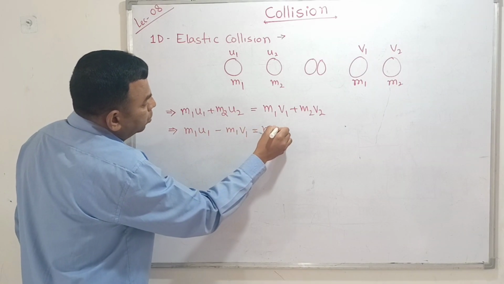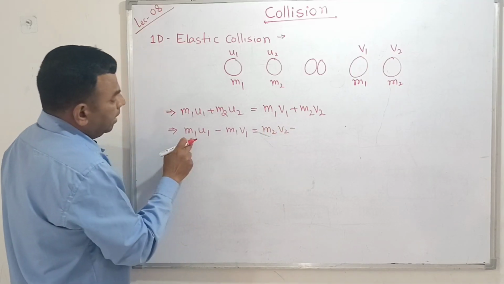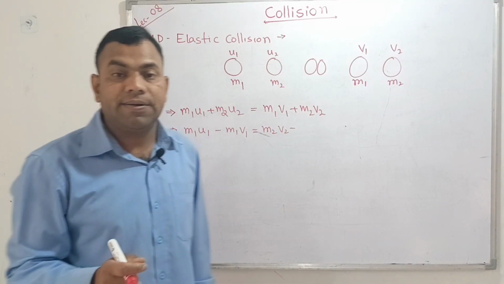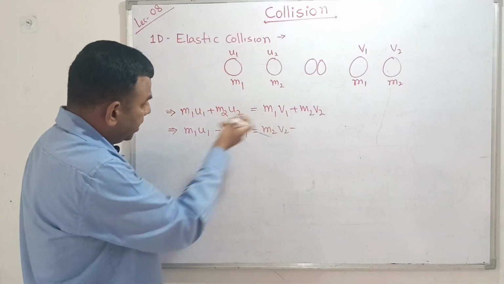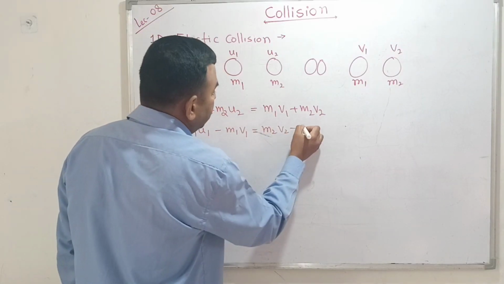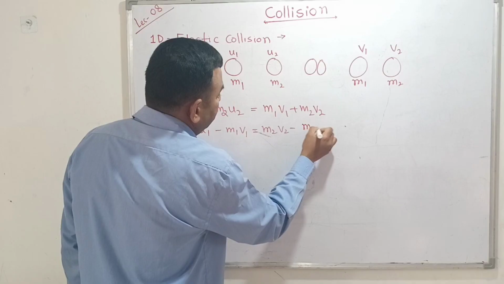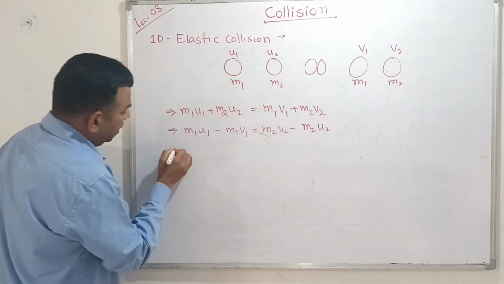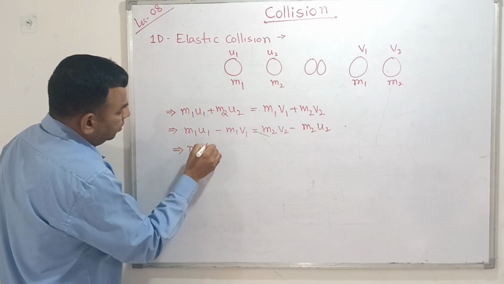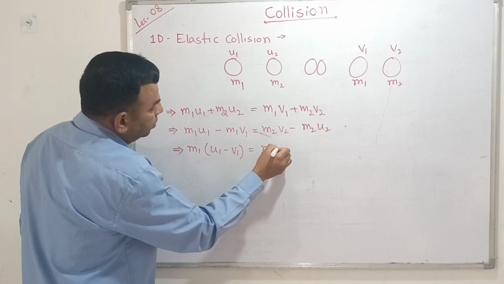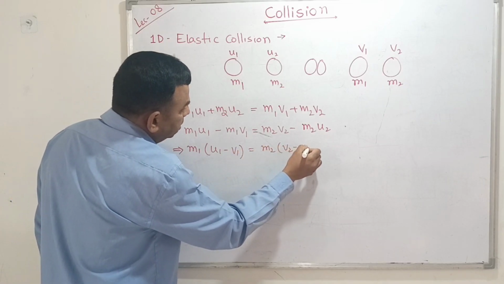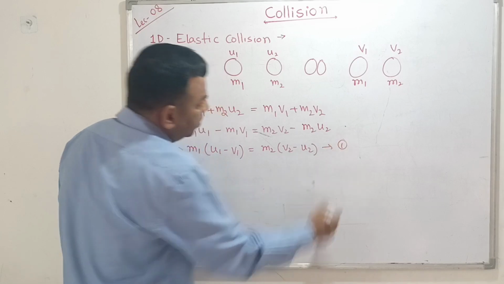Why am I doing so? Because m1 is identical, that's why I am doing so. m2 v2 minus m2 u2, and now we can take m1 common, u1 minus v1, and m2 common, that is v2 minus u2. So this is equation number 1.